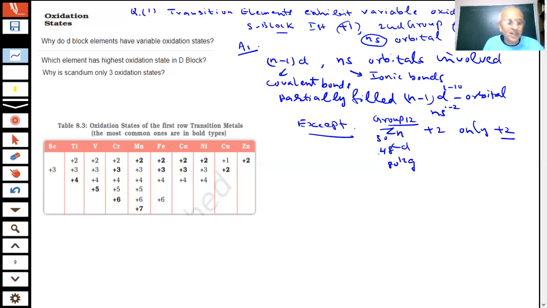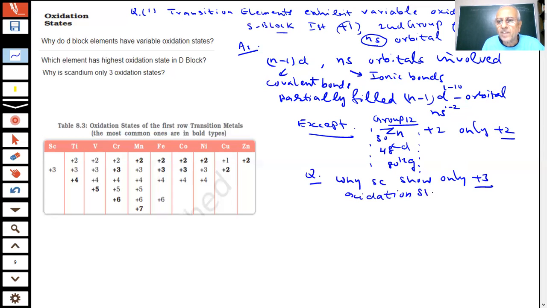And how do we calculate these also? We are aware of it. They are not showing variable oxidation states here, students. Further question was asked in the paper: why does scandium show only +3 oxidation state? Every question has been asked in the exam, so make sure. Why does scandium show only +3 oxidation state, students?